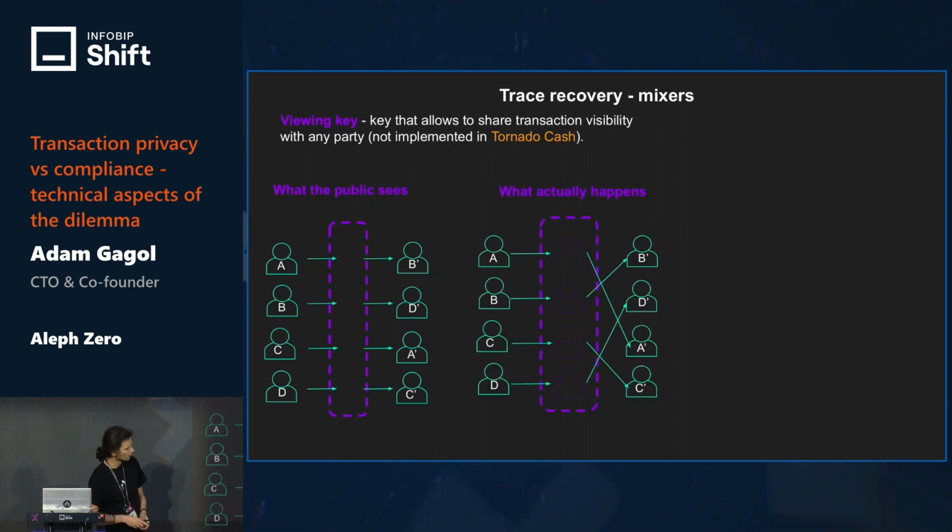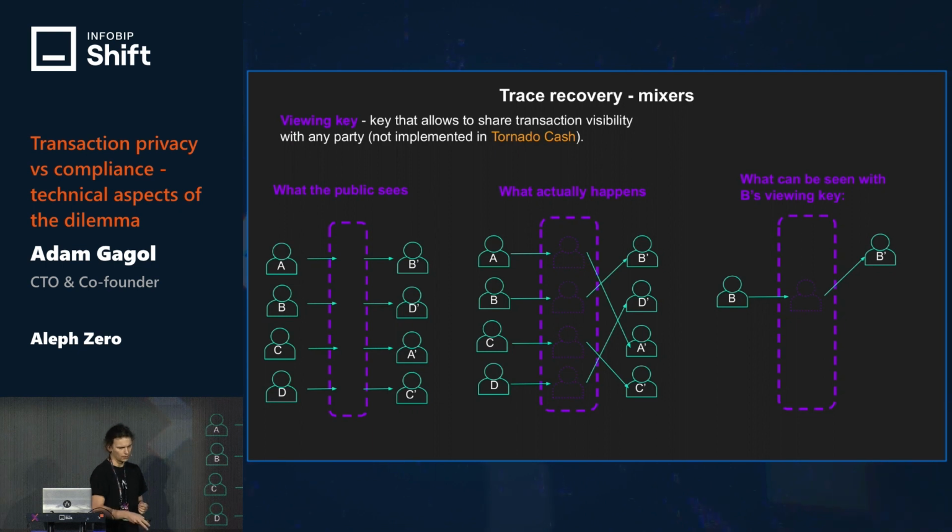What actually happens is that there are kind of accounts inside. So users actually put funds on the private account, and then they are allowed to get out of the private account. And what can be seen with the viewing key of actor B is, well, as we could expect, exactly what actor B has done. So with the viewing key, any party having the viewing key could actually unmix the mixing for this particular user.